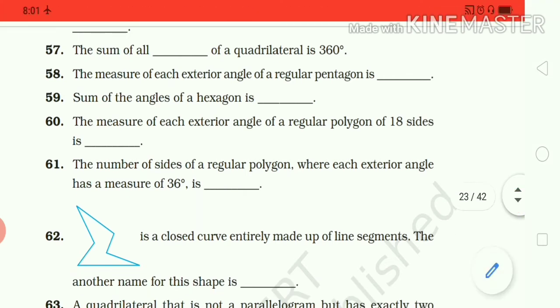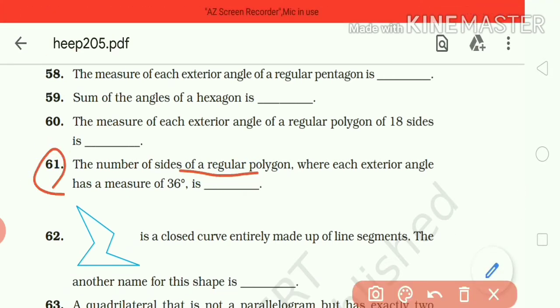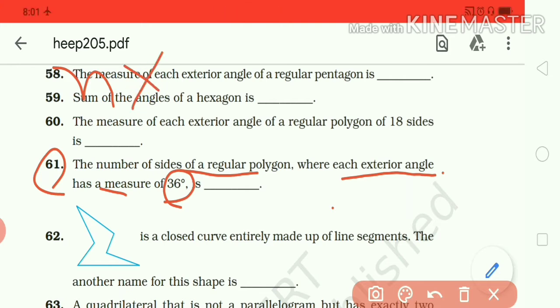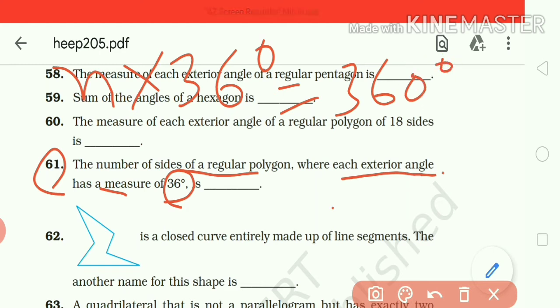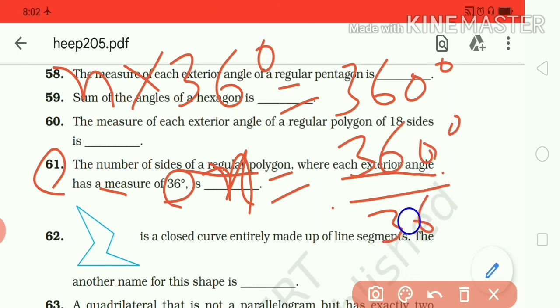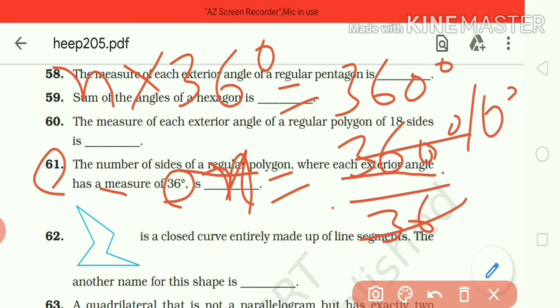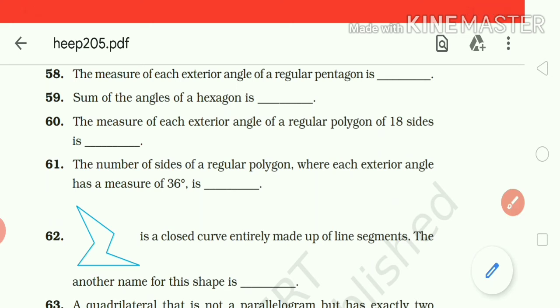Now come to question number 61. The number of sides of a regular polygon where each exterior angle has the measure 36 degrees. Okay, the number of sides you have to find out. So the number of sides multiplied by each exterior angle equals 360 degrees. This is the formula I told you. So n is equal to the number of sides. I'm taking n. You can take any variable. So 360 by 36. Cut it. It goes 10. Sorry, this is not degrees because both are in degrees, so degree will cancel with degree and you will get a number. So the number of sides is 10, so a 10 sided polygon is a decagon, right?